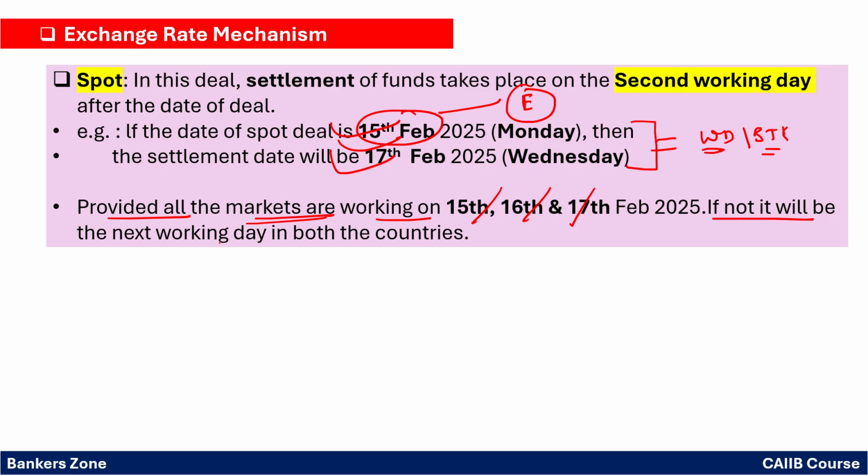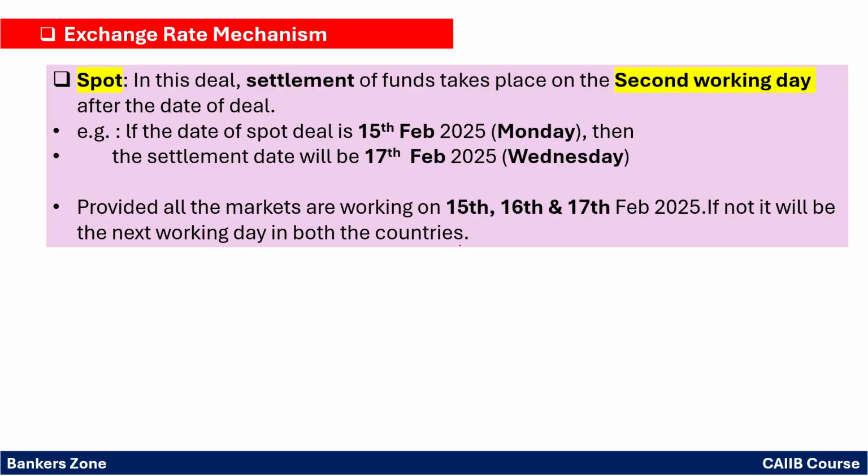So if not, then the next working day in both countries needs to be considered as the date of settlement. Okay, so what is the crux here? Spot means simply the day after tomorrow, or the second working day. Working is very, very important.